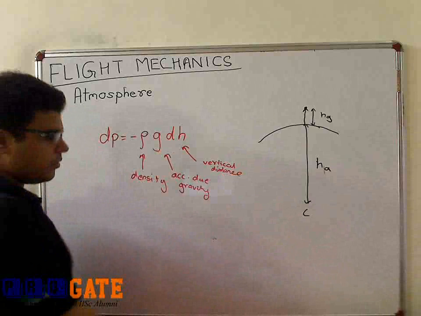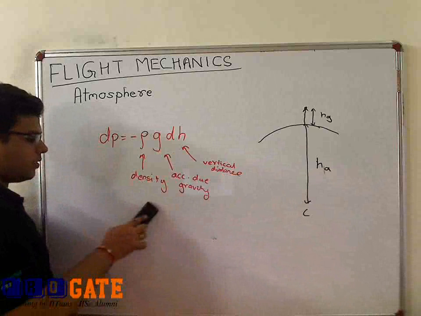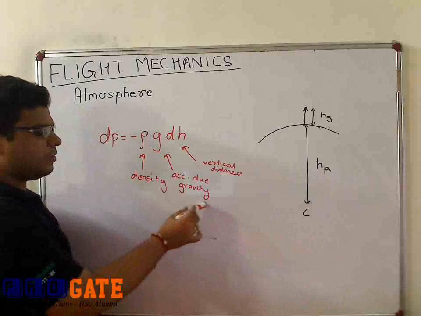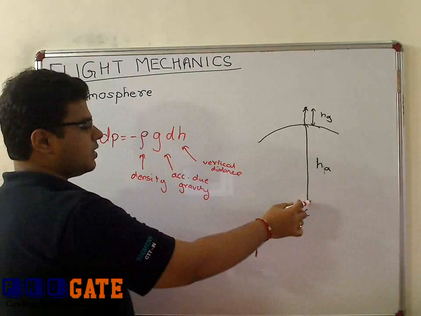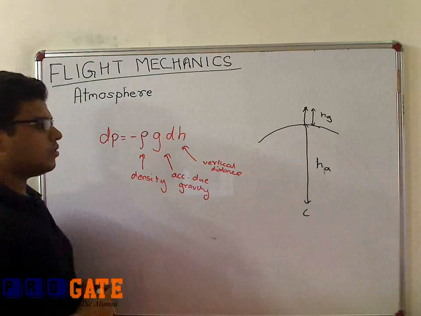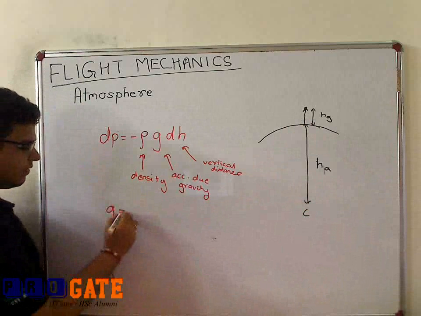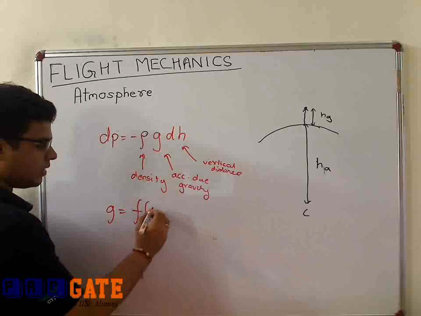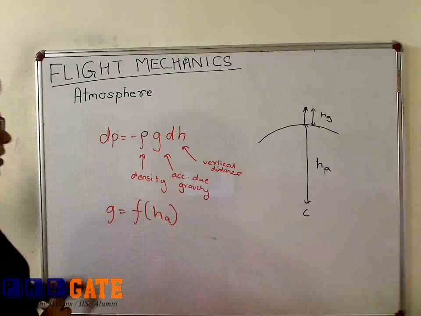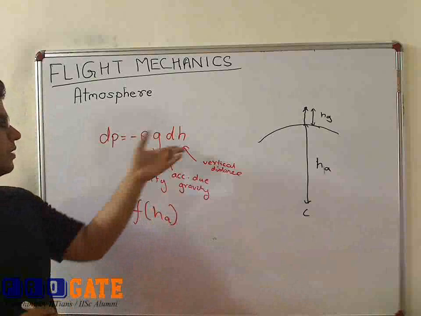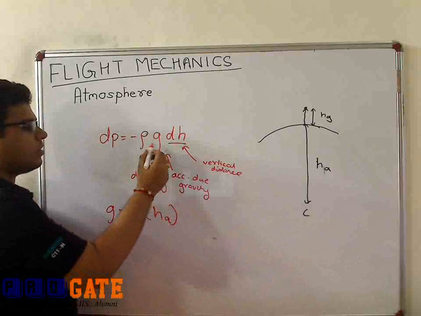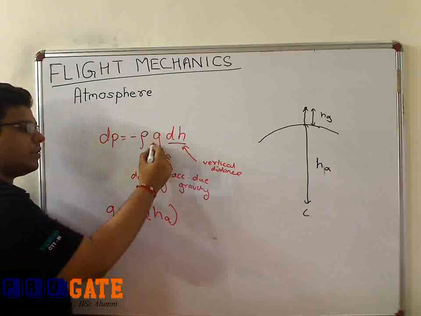So this property is used to define the geopotential altitude. So as you know, the value of acceleration due to gravity depends on the distance from the center of the Earth. So g is a function of the absolute altitude of any point. So as pressure depends on variation of the height, it also depends on the variation of the acceleration due to gravity.